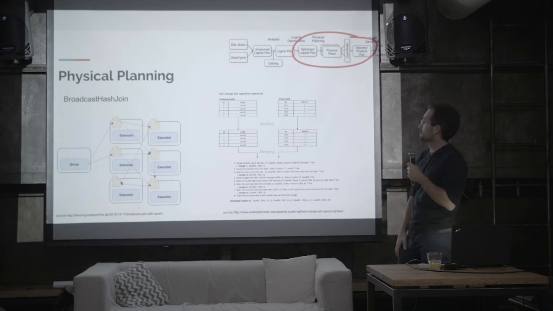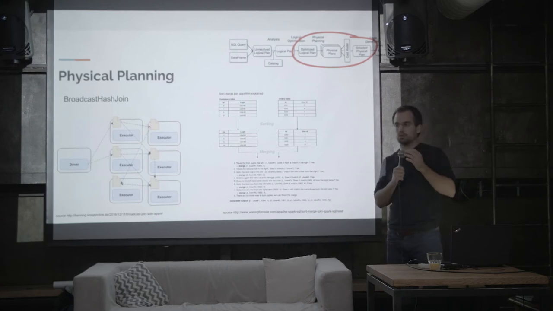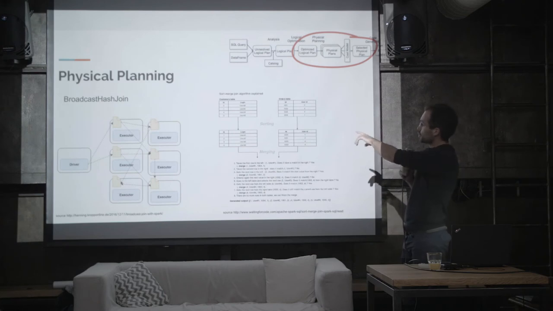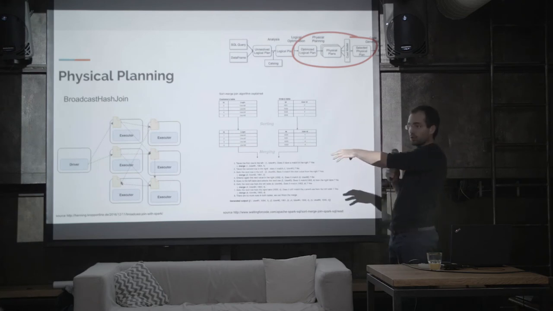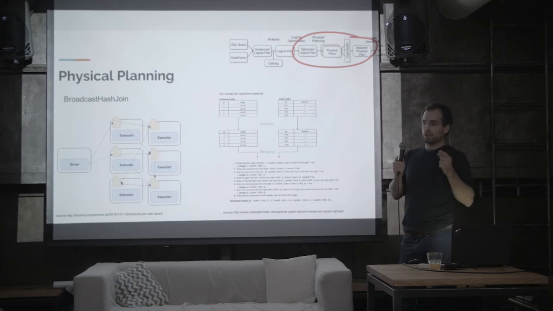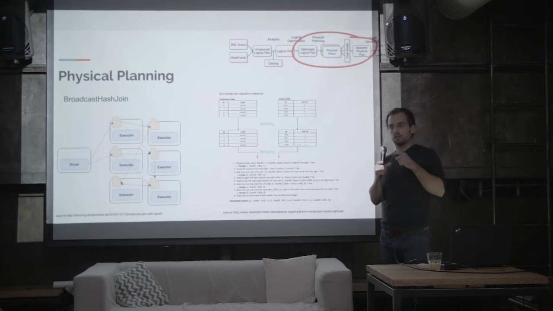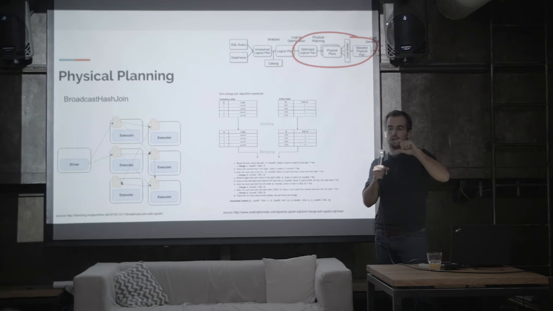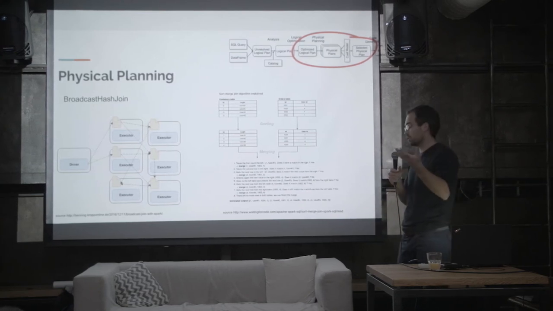The second one is the sort merge join. I'm not sure, have you heard about the merge sort? This is a sorting algorithm. Maybe some of you have heard. This is pretty similar. So we sort the data on a given node, and then because they are sorted, it's much easier to find the corresponding values for the same key. For example, if you join on ID, then those IDs will be near each other after sorting, right? Because this is the same value.